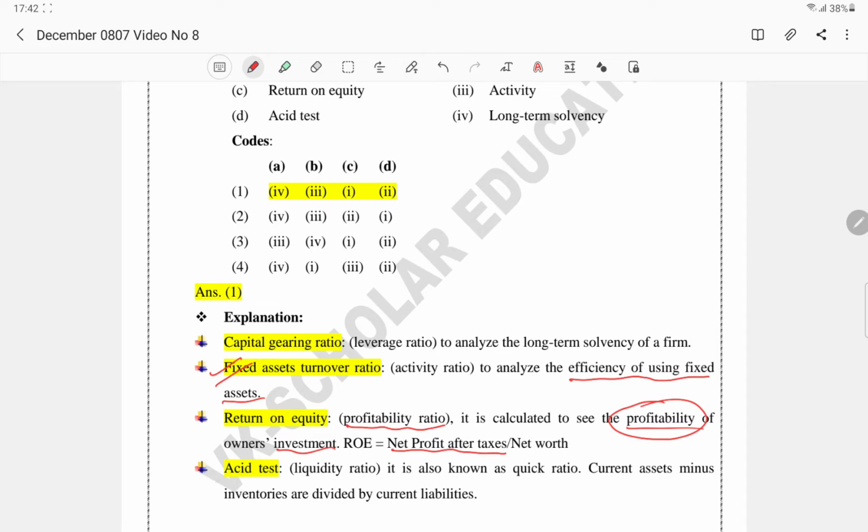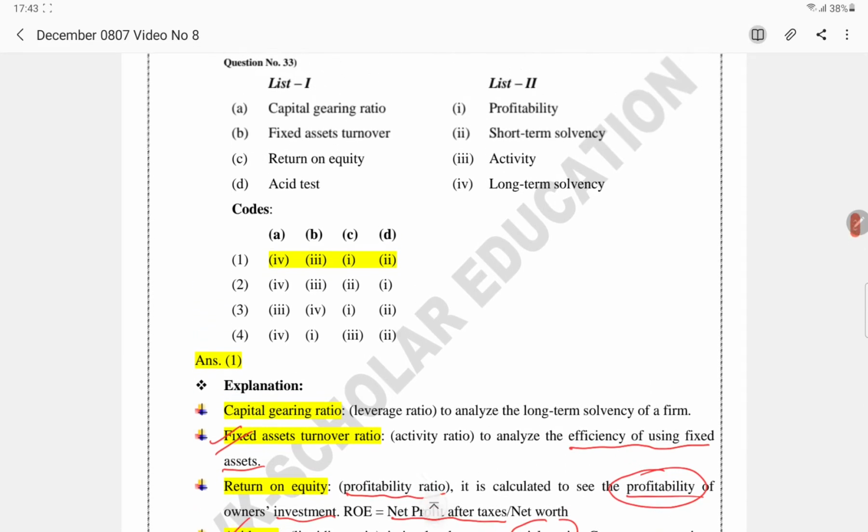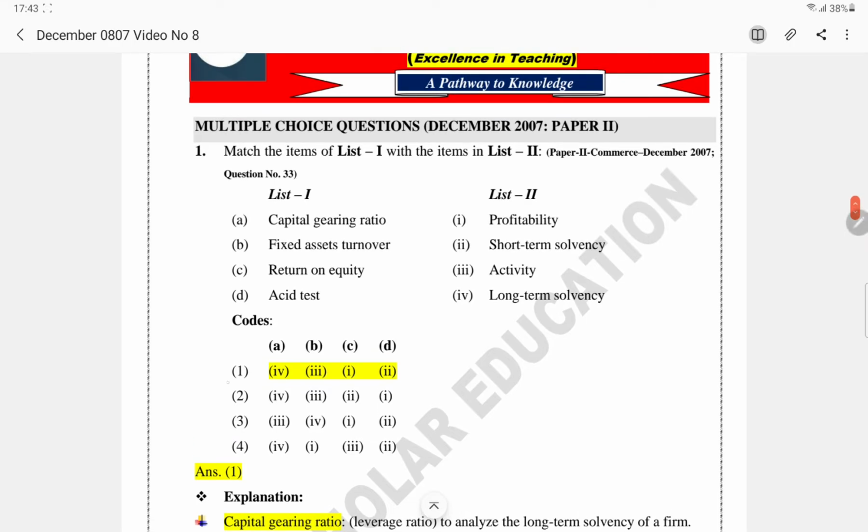Last is the AC test ratio. AC test ratio is known as liquidity ratio. It is also known as quick ratio. It refers to the short term liquidity position of a firm. Quick ratio is calculated as we subtract inventories from current assets, and divide by current liabilities. Means current assets minus inventories divided by current liabilities. Okay, so this is the first question and the correct answer is option number 1.